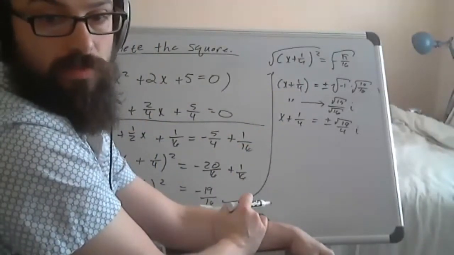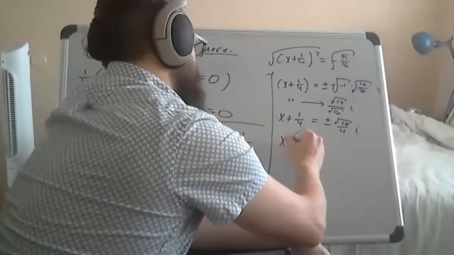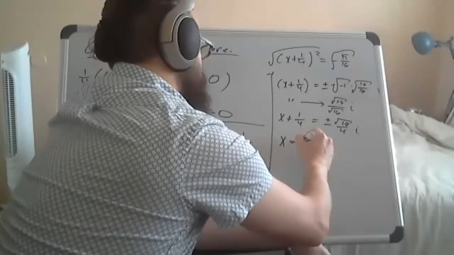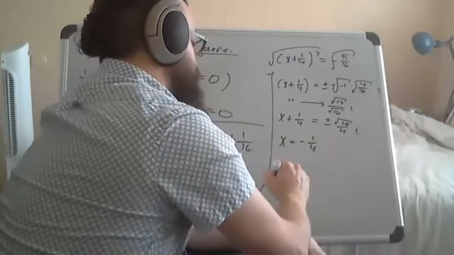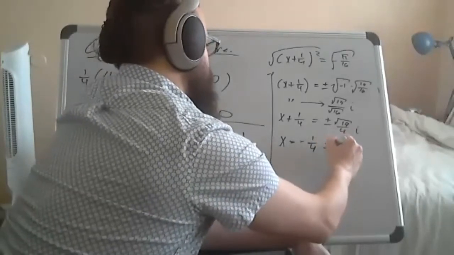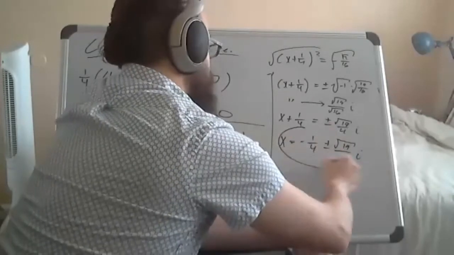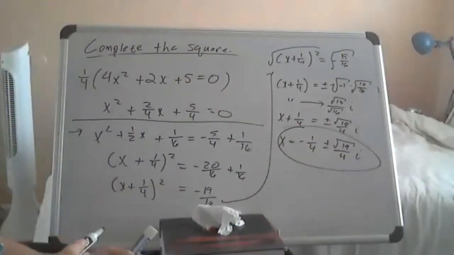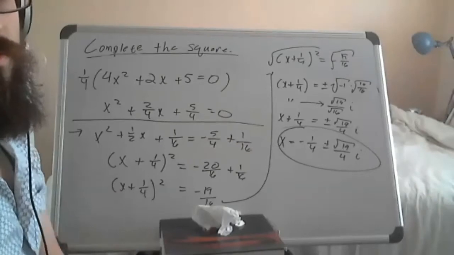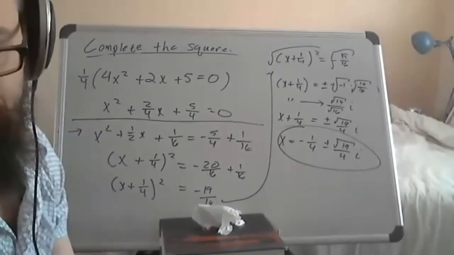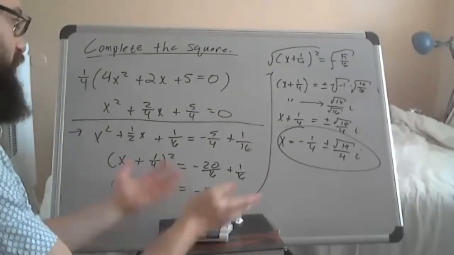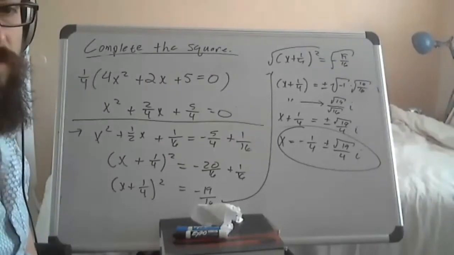Yeah. So subtracting 1/4 from both sides, we have x equals negative 1/4 plus and minus the square root of 19/4 i. Snap. All right, y'all. That's completing the square.